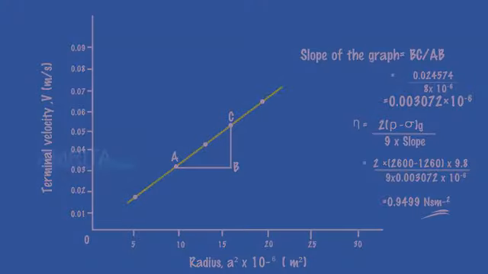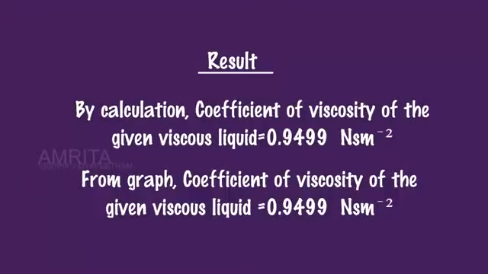By calculation and from the graph, we can determine the coefficient of viscosity of glycerine as 0.949.